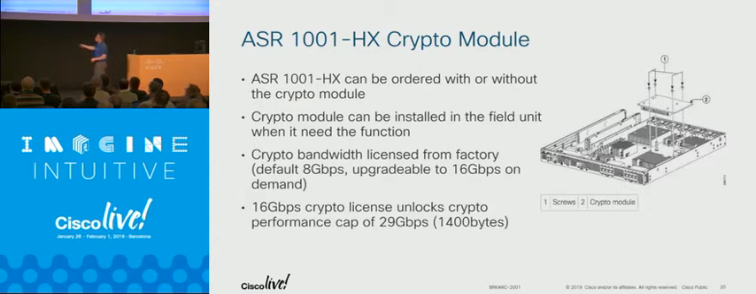The crypto module comes with a bandwidth license of 8 gigabit per second default, upgradable to 16 gigabit per second. The throughput license is benchmarked in IMIX, so internet mixed traffic, which averages about 362 bytes. What that means is once you upgrade to the top tier license, you actually unlock the crypto module performance, where you can reach 29 gigabit per second with large packet size, 1,400 bytes.